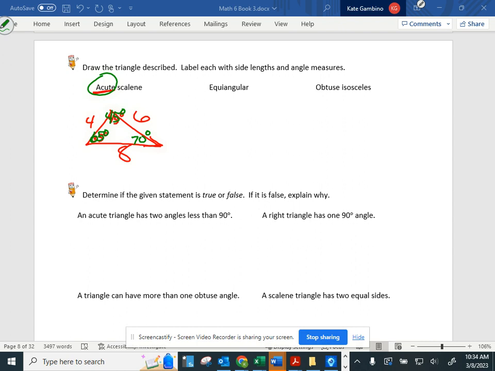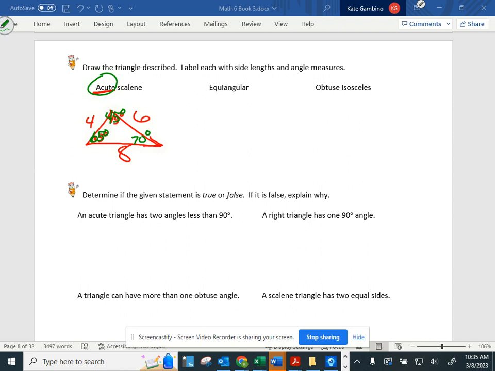A triangle always has to exactly equal 180 degrees. It's like a law for geometry. Triangles always equal 180 degrees. Acute is always less than 90 degrees. Obtuse is always bigger than 90 degrees. So those are laws. You cannot break the law.